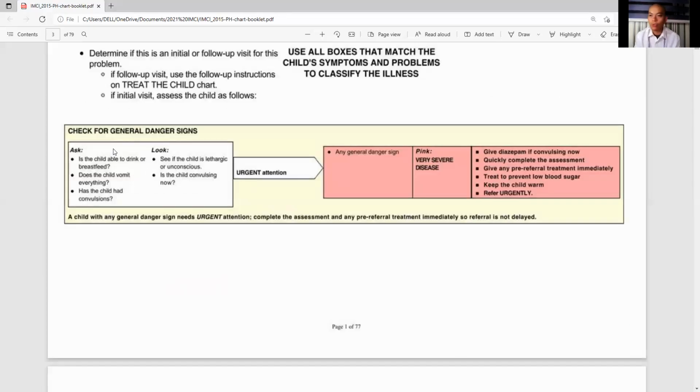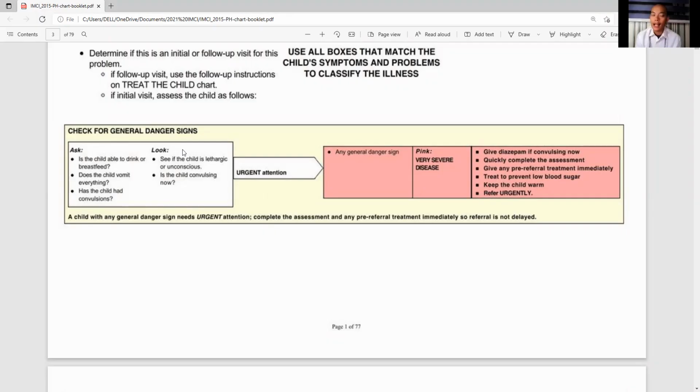Once you have a patient who is 2 months to 5 years, initially check for danger signs. Remember, if danger signs are present, the initial intervention is to finish your assessment as quickly as possible, then bring the patient to the hospital. Check for danger signs. It tells us what to do. First, we ask, is the child able to drink or breastfeed? Does the child vomit everything that it breastfeeds? Has the child had any convulsions? So those are the questions we are going to ask the mother.